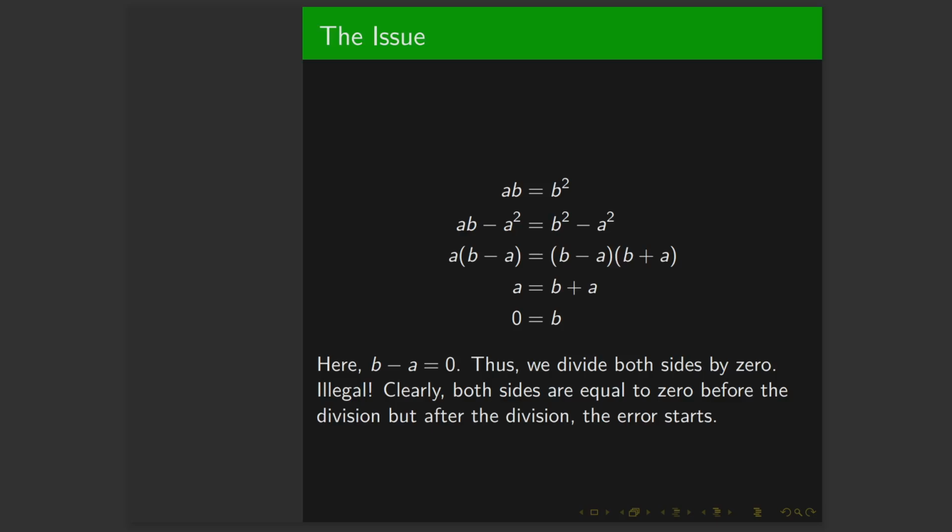That's illegal. That's illegal. And maybe you'll notice that when you do ab minus a squared is equal to b squared minus a squared, you're seeing that 0 is equal to 0 in more complicated terms. So when you divide by 0, you get some whack math magic happening. So before that, everything is logically sound, technically, because 0 is equal to 0. But then after that, when you divide by 0, you get some issues.